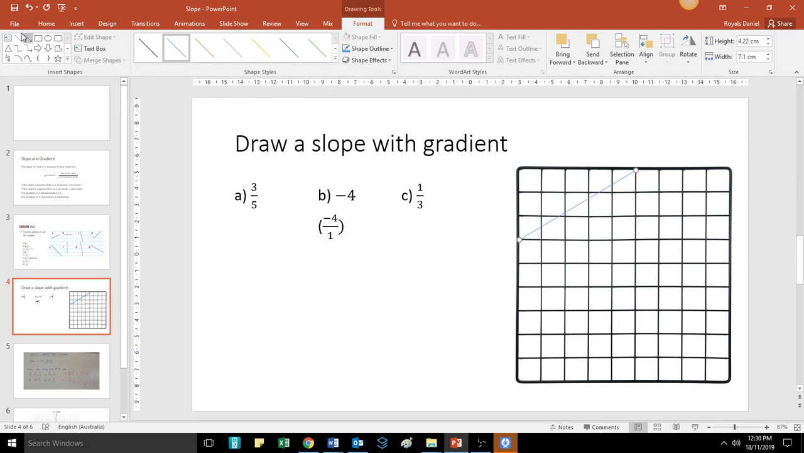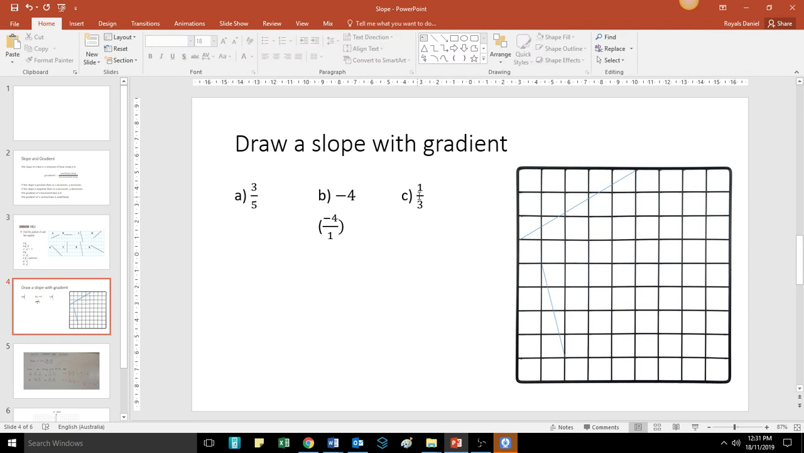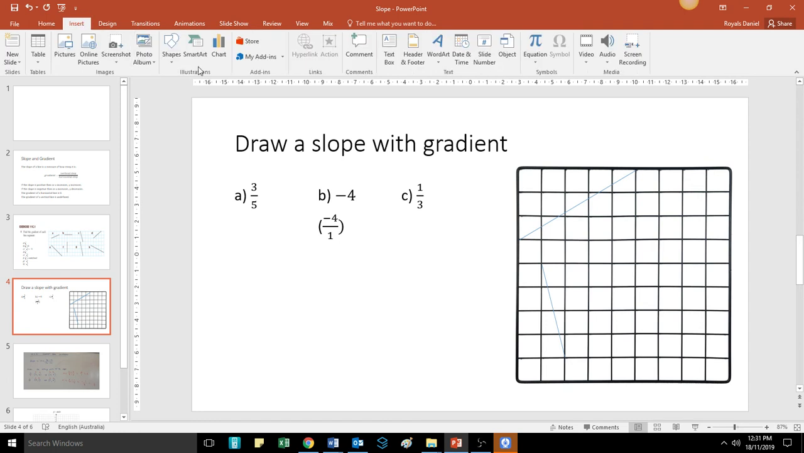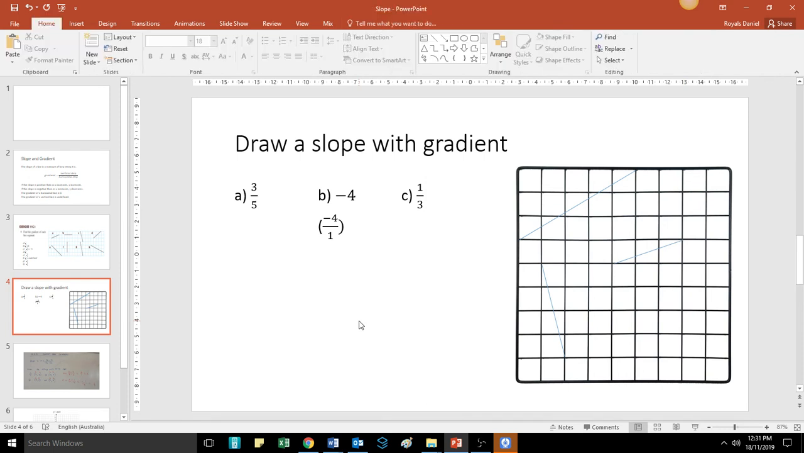The second line is a slope of minus 4. And I've got written in brackets, that's actually minus 4 on top of 1. So it tells us it's going across 1 unit, but down 4 units. So if we start at this point, it's going across 1 and down 4. And the last one is a slope of 1 on 3. That means as x goes across 3, y is going up 1. So if we start here, we've got across 3, up 1. So that's how we do exercise 10C.1.